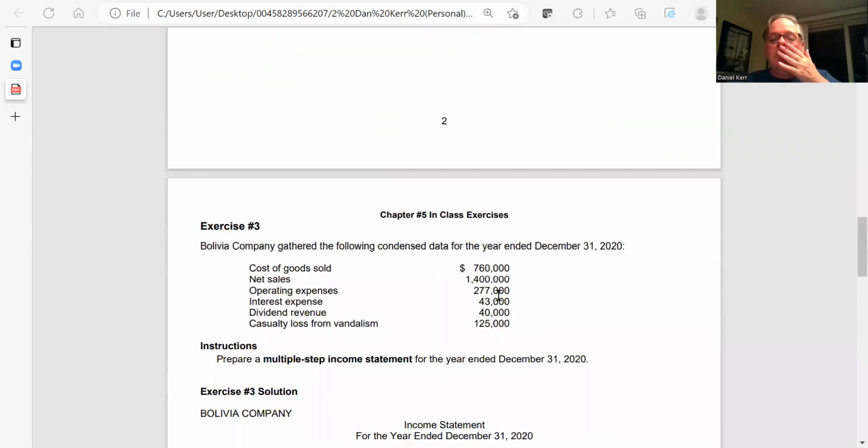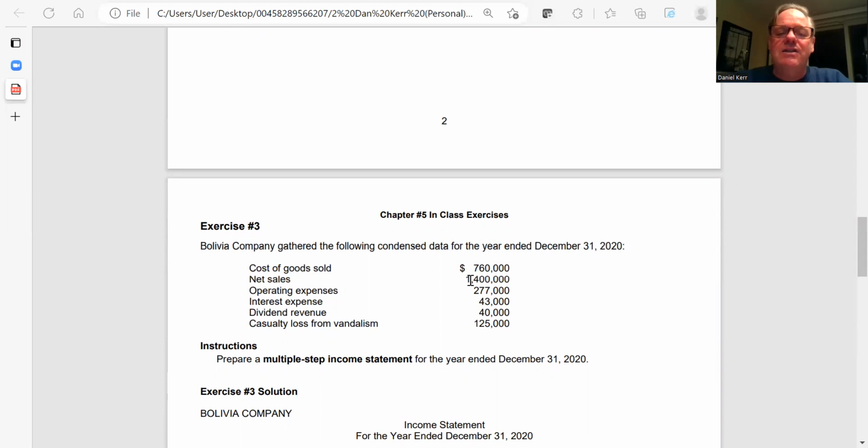Third one here, we got to do a little mini multiple step income statement. So multiple step income statement, what we need to do, if it's a merchandiser, we're going to have to show the sales and the net sales, which means we'd normally take gross sales and have to reduce that by sales returns and allowances and sales discounts. But here they made it simple for us. They just did net sales.